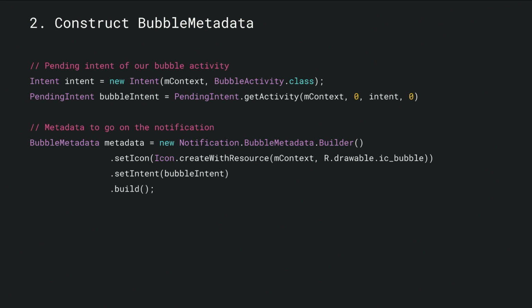To construct bubble metadata, this is a new API on notifications. You get the pending intent for that bubble activity. And then this is very basic. Like, all you need is an icon and an intent. The API has a couple of other flags that you can look at in the developer documentation. But at minimum, you need the icon and the activity.